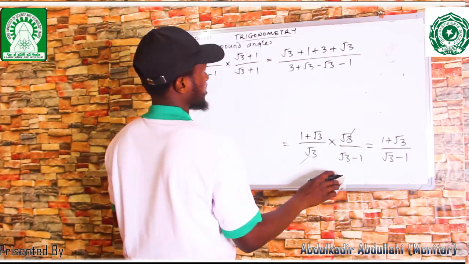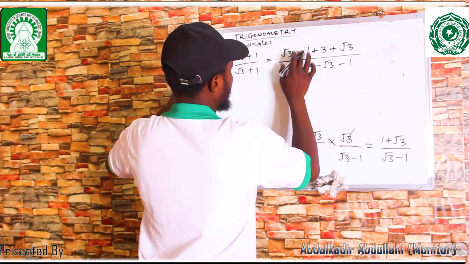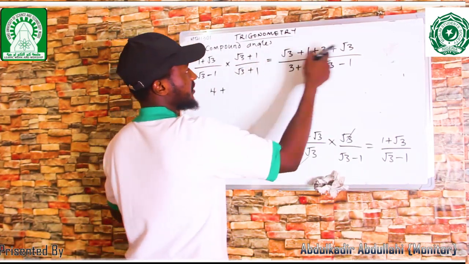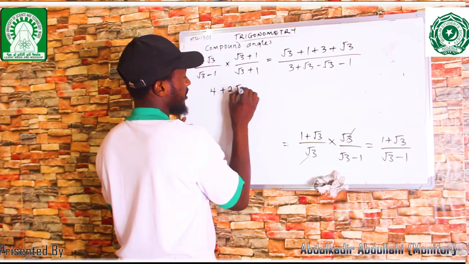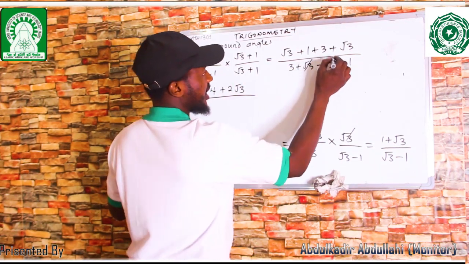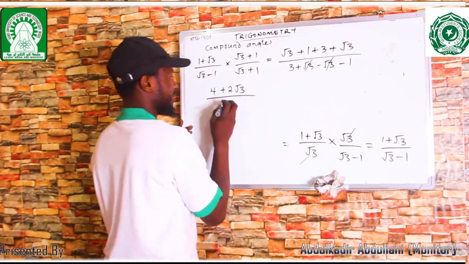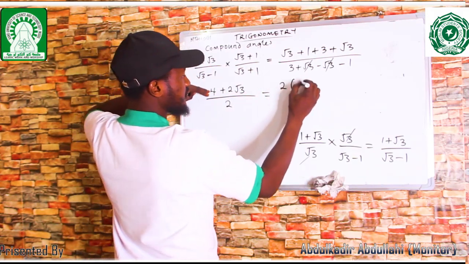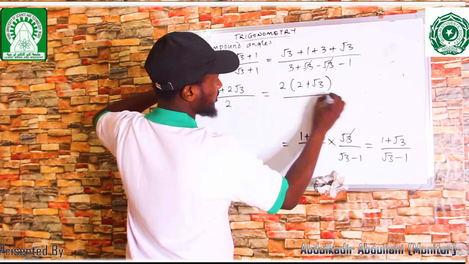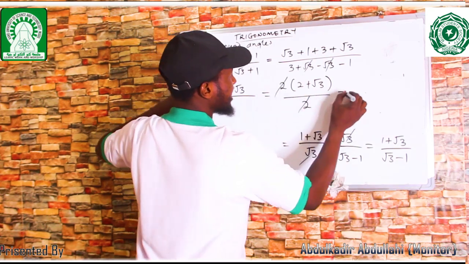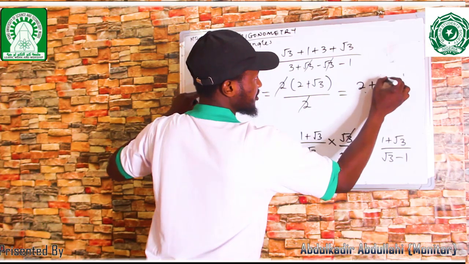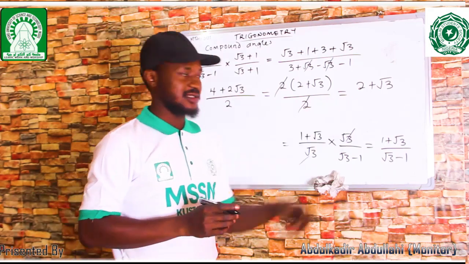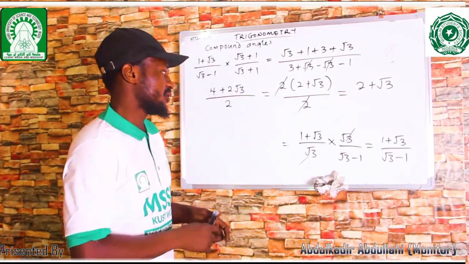So at last, we are going to have 1 plus 3, we have 4. Plus root 3 plus root 3, we have 2 root 3. Divided by 3 minus 1, which is 2. And I can factor out 2 here by saying 2 into 2 plus root 3, all divided by 2. 2 cancels 2. And at last, we are going to have 2 plus root 3 as the final result. This is to say, tan 75 is the same thing as 2 plus root 3.